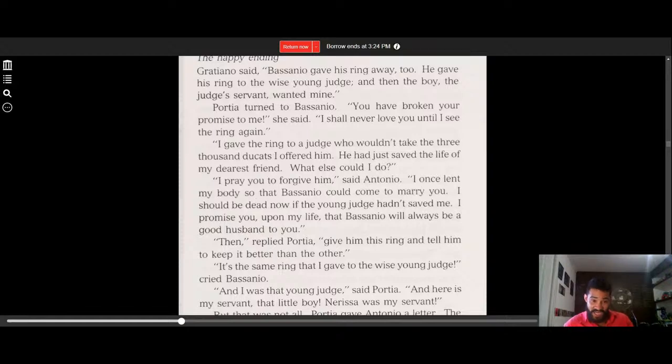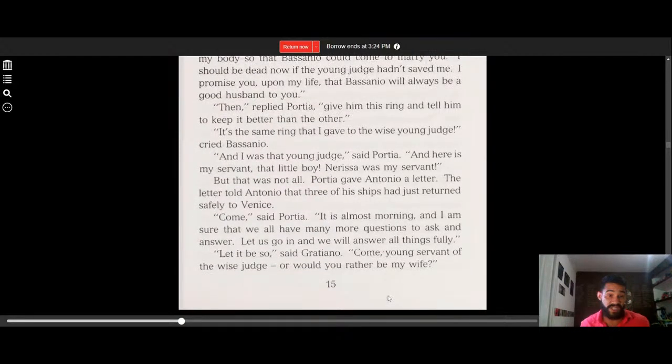And I was that young judge, said Portia. And here's my servant, that little boy. Nerissa was my servant. But that was not all. Portia gave Antonio a letter. The letter told Antonio that 3 of his ships had just returned safely to Venice.